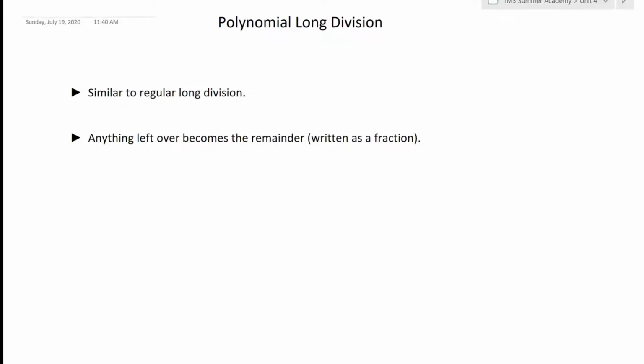We're now going to talk about something called polynomial long division. So it's very similar to regular long division. So along those lines, let's go ahead and take a look at what we'd learned as long division in the past. So let's say we had 1,247 that we want to divide by 7.